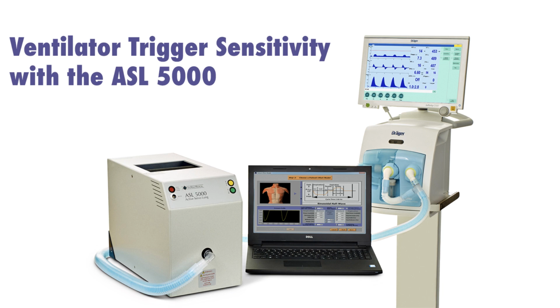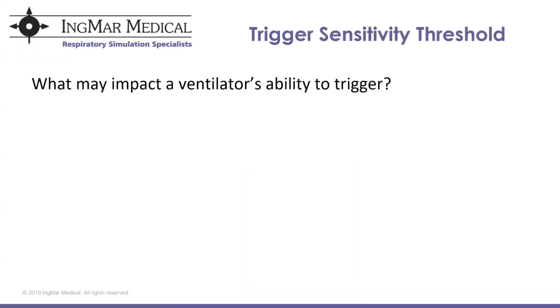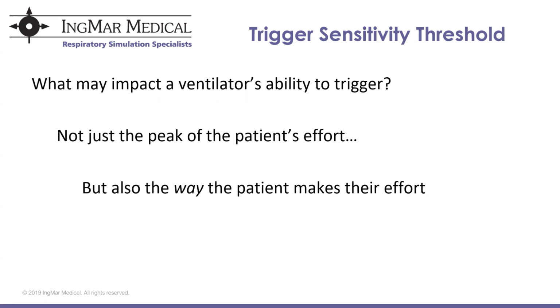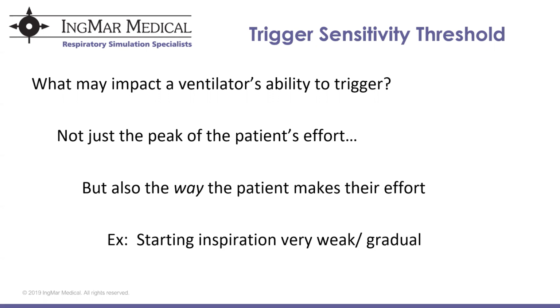And so these thresholds are something that you would want to keep in a particular range according to the settings on the ventilator. So when you really think about it, what impacts the ability to trigger? These will be mainly two things. First of all, the size of the effort, that would be the peak of the patient's effort. But it's not just that. It is also the way the patient makes the effort. That means if you have a slow, gradual inspiration, it will be harder for the ventilator to see it because maybe the flow will not actually reach the threshold.